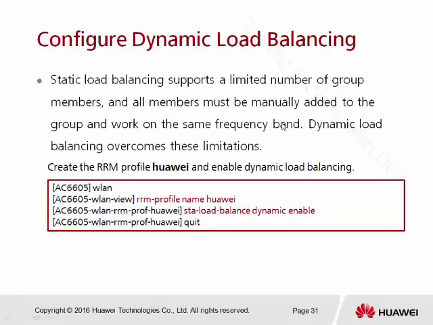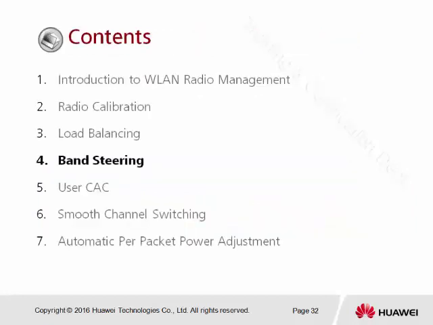Then the next one is for the dynamic. For the dynamic, you only need to do it once. What you do is just enter the WLAN view, use the RRM profile, and give a name for this RRM profile. Then we use the command sta-load-balance dynamic enable. That's all. So for static, we need to enter every single AP name and the radio that you're going to add into the AP group. Okay, now content number 4, the band steering.